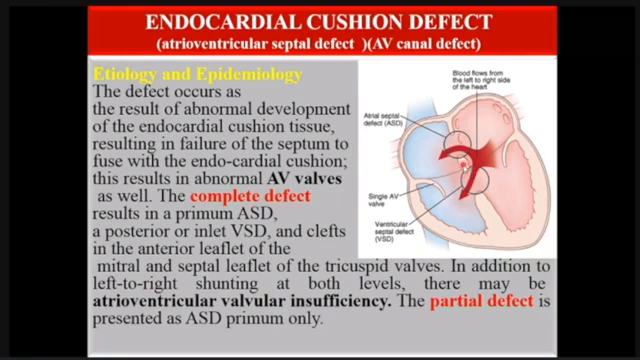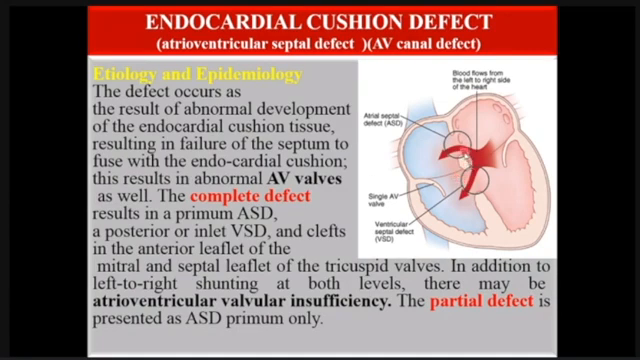At the same time, it is responsible for the development of the septal leaflet of tricuspid valve and anterior leaflet of the mitral valve, which is located here. If there is some problem with this endocardial cushion tissue, which is located here in the center of the heart, any one of these parts may be abnormal.